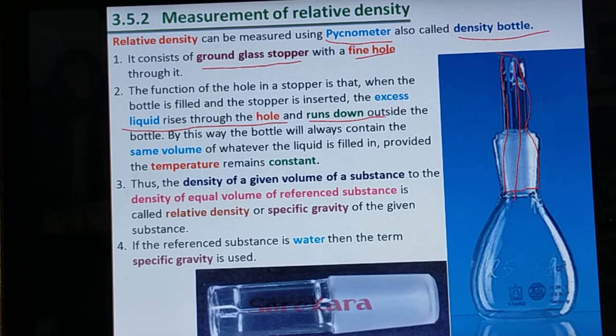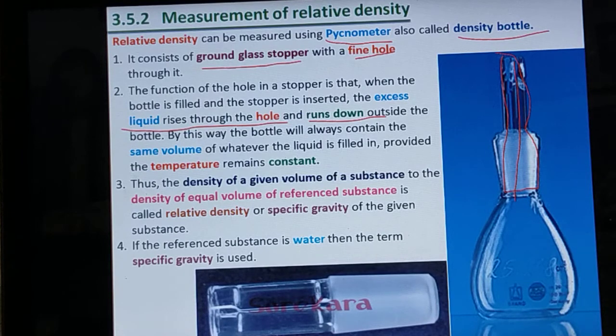By that way, we can get the exact volume of the liquid which is filled in the flask, provided the temperature has remained constant.